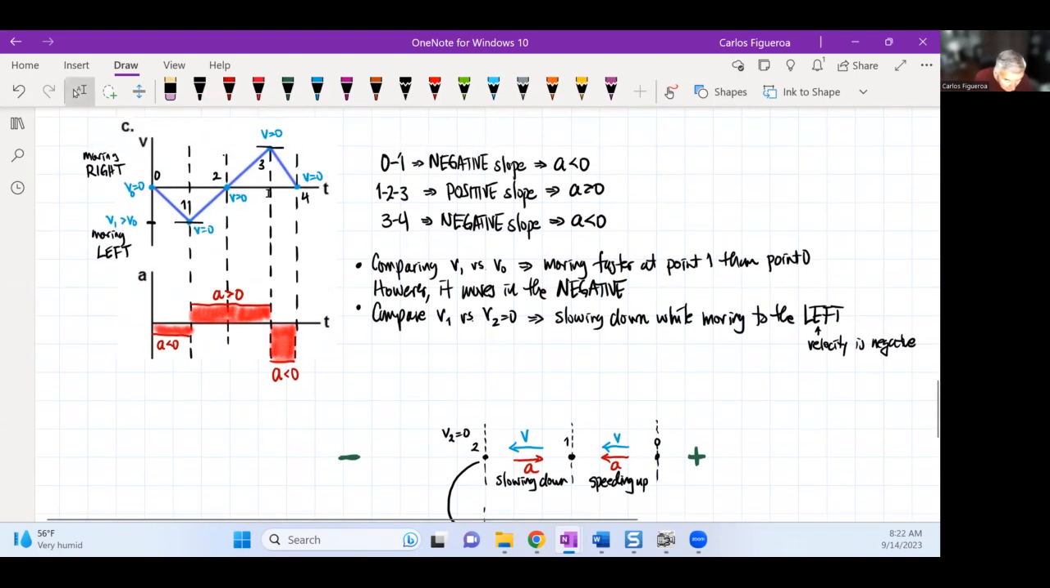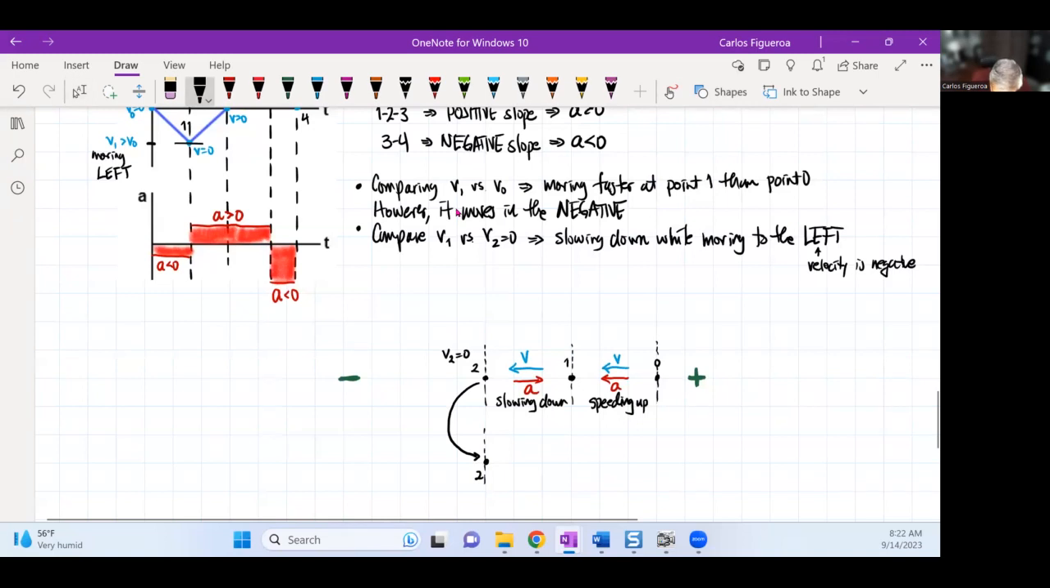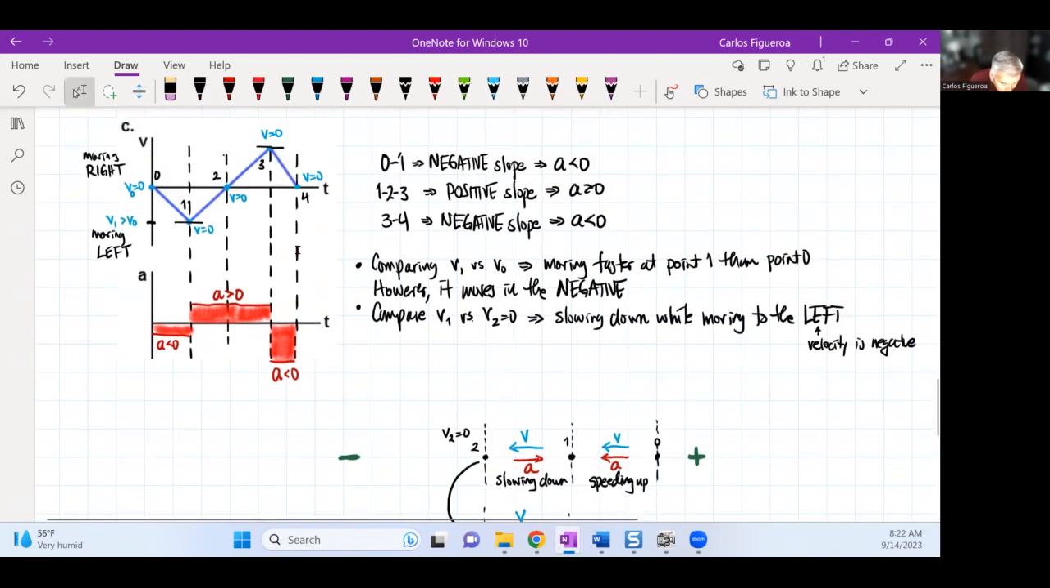So what you're seeing here is that I now have a positive velocity from 2 to 3. And so as I go all the way to 3 here, I've now changed directions and I have a positive acceleration. So I am now speeding up in the forward direction. Okay, I am speeding up in the forward direction.